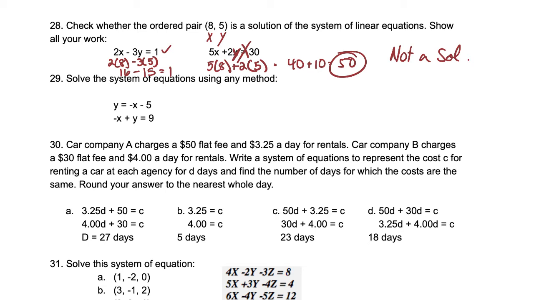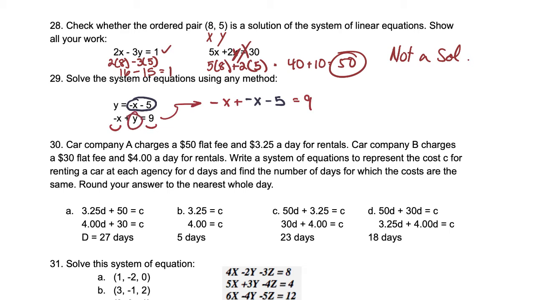29, solve the system of equations using any method. See how they aren't lined up this time? And so in this case, we can do substitution. Since this one's already solved for y, we can just substitute it right in for this y in the second equation. So here's my second equation, negative x plus, but now I'm putting in what y is equal to. Now y is equal to negative x minus 5. And then that equals 9. So it's just this equation here, but I've replaced what y is.